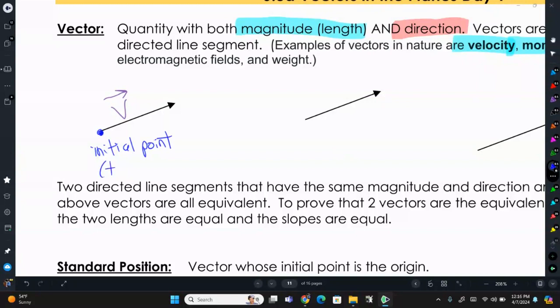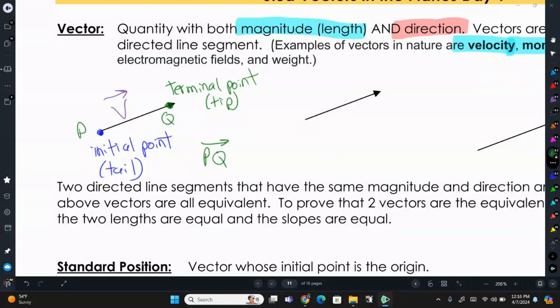which I call the tail, and a terminal point that I call the tip, because it's pointed and it's the end of the vector. Now, if we label these points P, Q, we could also call this vector PQ.